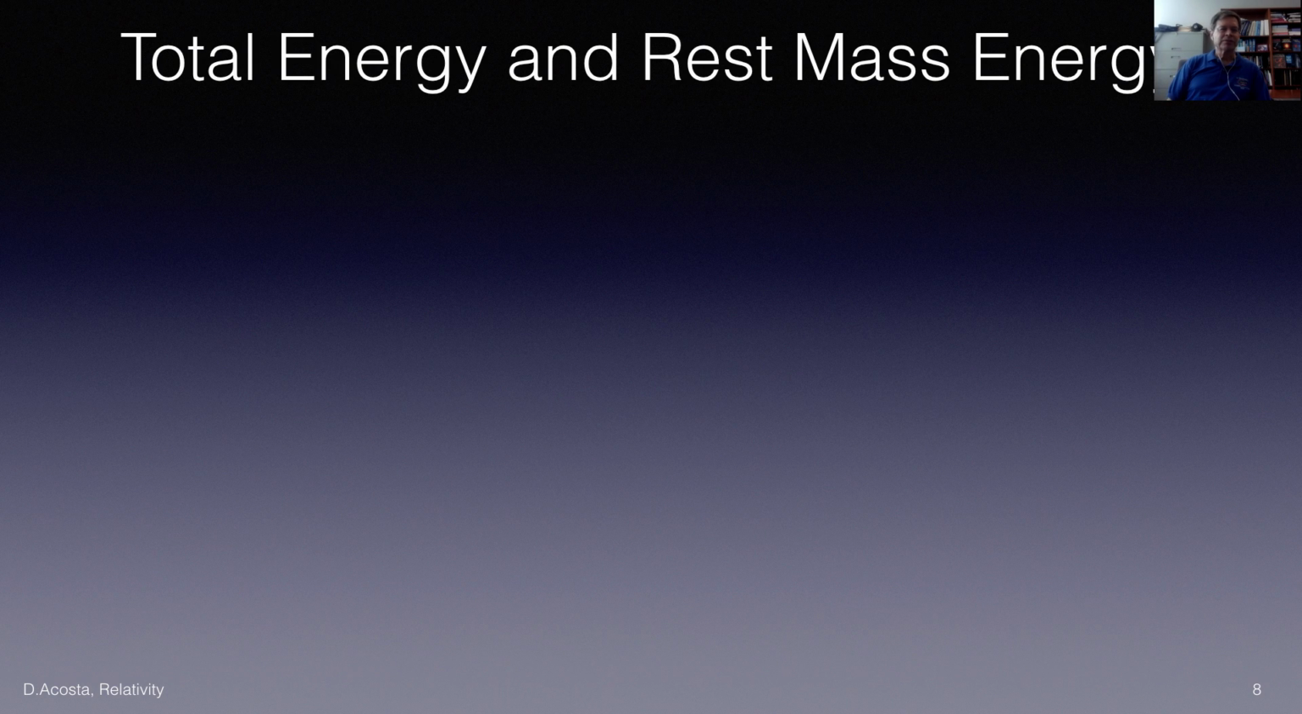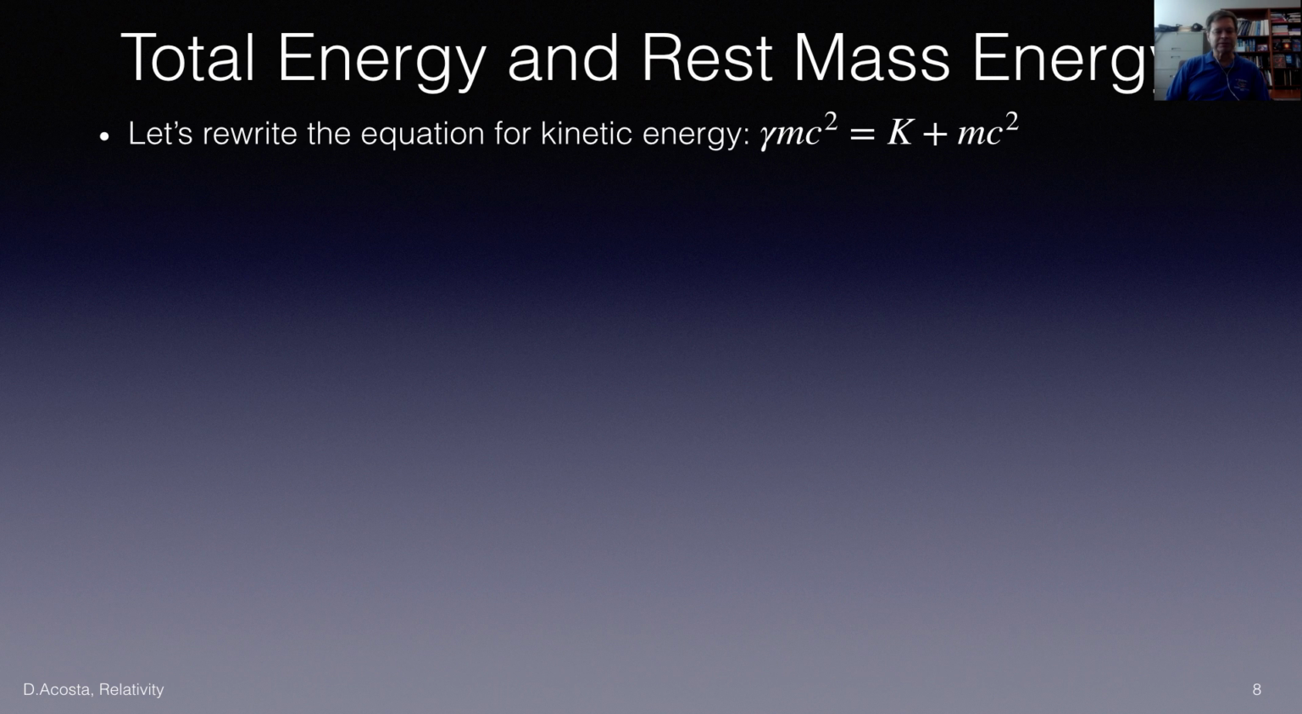Okay, this lecture is going to cover total energy and rest mass energy in relativity. Let's start with what we just learned to be the expression for the kinetic energy in relativity, and let's rewrite it slightly. The kinetic energy was defined to be gamma minus 1 mc squared.